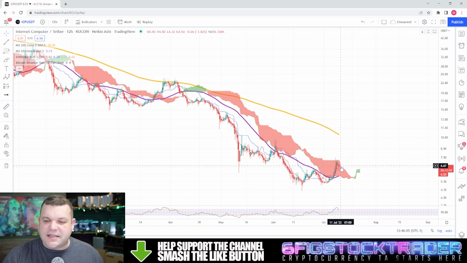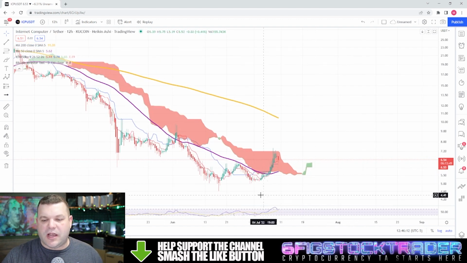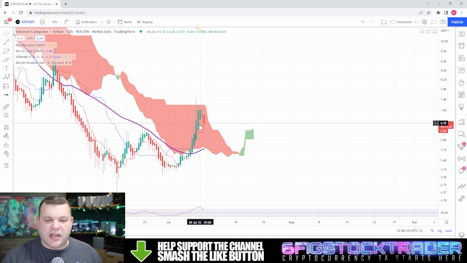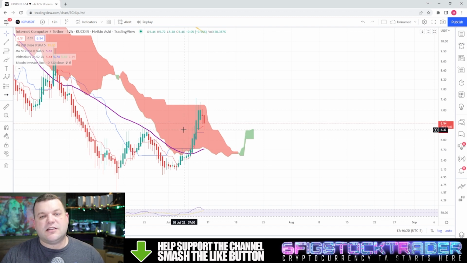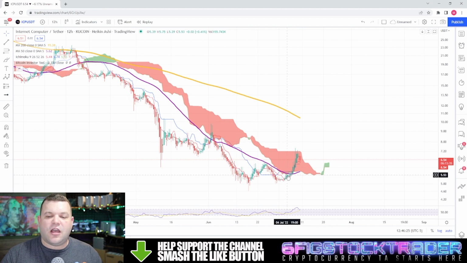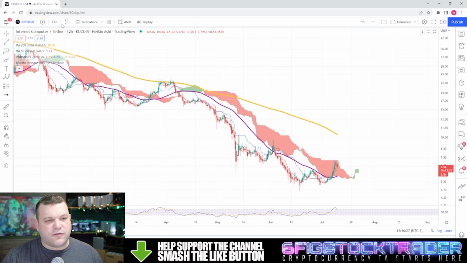Hopefully this is going to be an opportunity to set up into an ascending triangle, symmetrical triangle, and start working our way back up. It does look like the conversion line went bullish here, so it started arcing up and price reacted violently. This is something I was talking about in my last ICP video as well. Looks like that played out beautifully.